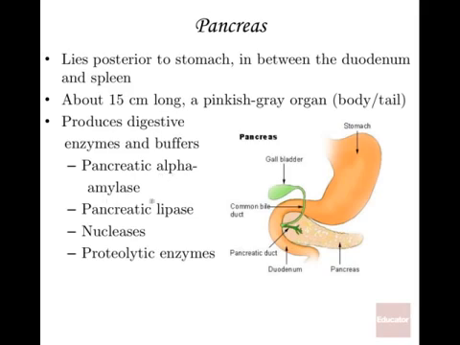Pancreatic alpha amylase. This is very similar to salivary amylase in your saliva. This helps break down sugars. Pancreatic lipase, named after the fact that it helps break down fats. Nucleases are enzymes that break down DNA and RNA because when you're consuming plants or animal products, they have DNA and RNA too. And the proteolytic enzymes, also known as proteases, that's one of the main kinds of these enzymes, they help break down proteins.